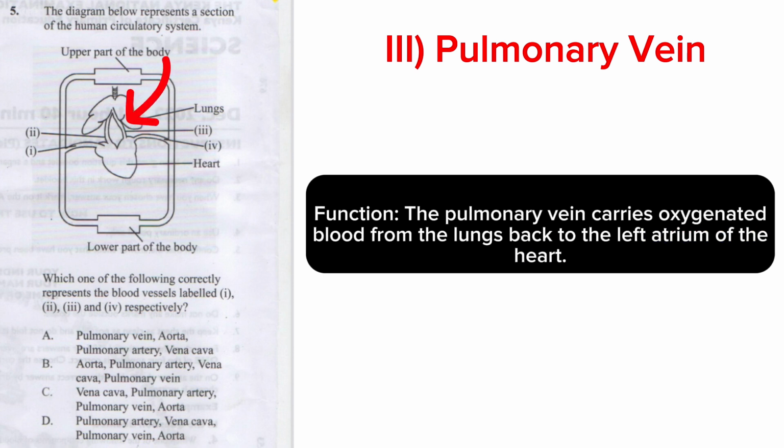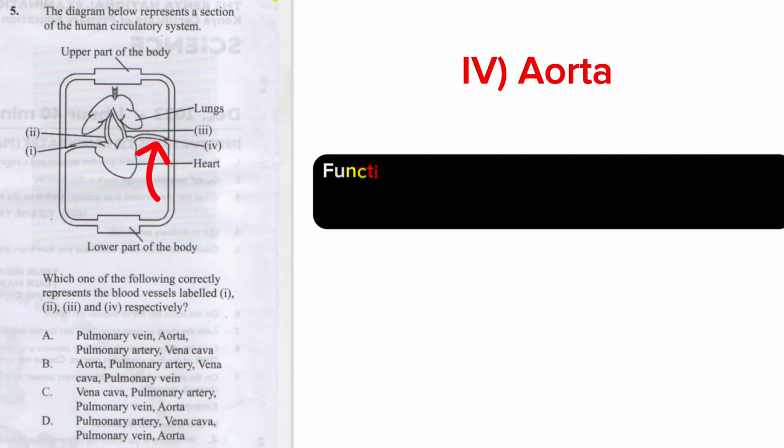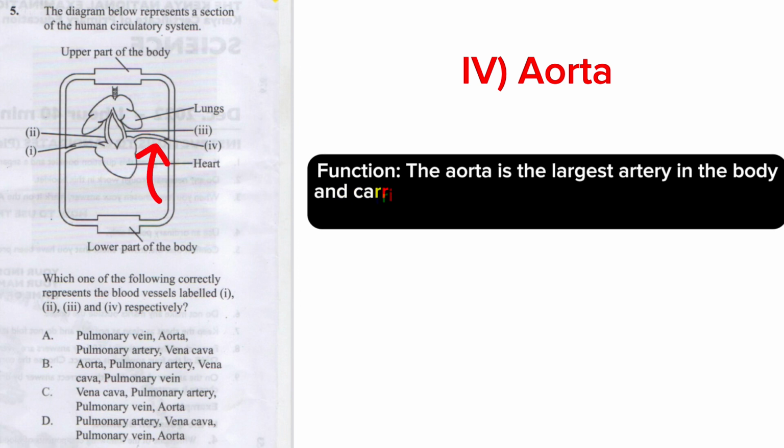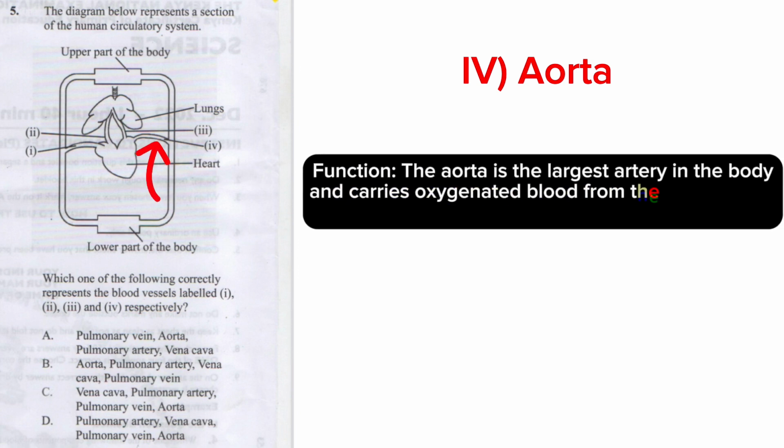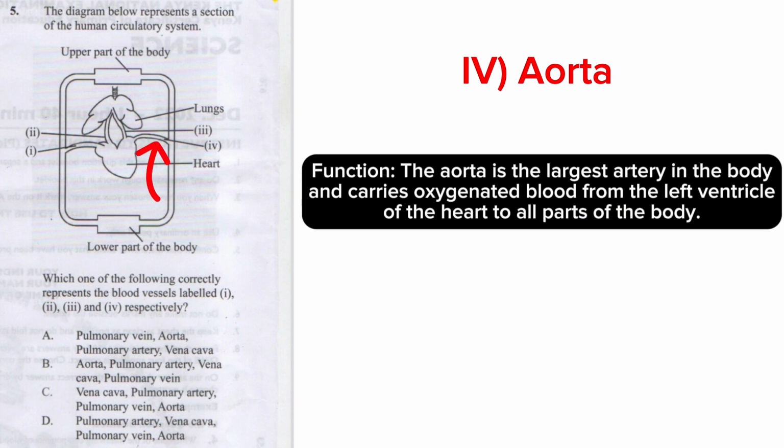In certain scenarios, you might not see the left atrium, so you can just say the pulmonary vein carries oxygenated blood from the lungs to the heart, and thereafter the aorta takes charge. The aorta is the largest artery in the body and carries oxygenated blood from the left ventricle of the heart to all parts of the body. Or you can just say the aorta carries the oxygenated blood from the heart to other parts of the body.